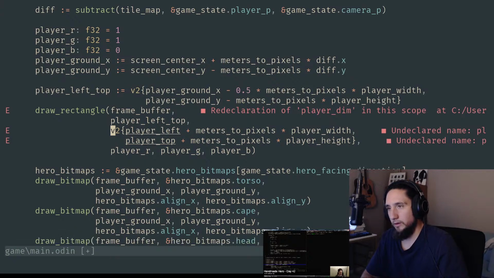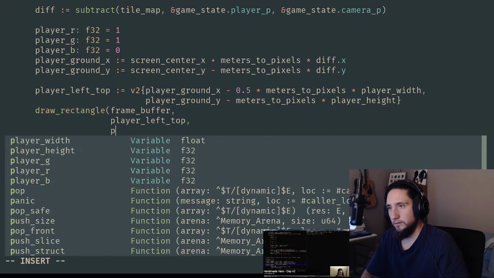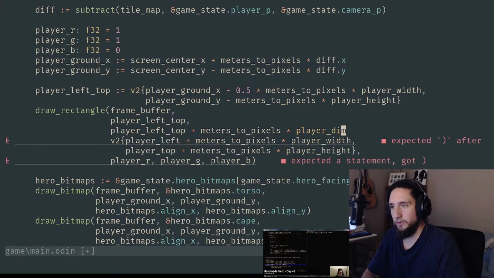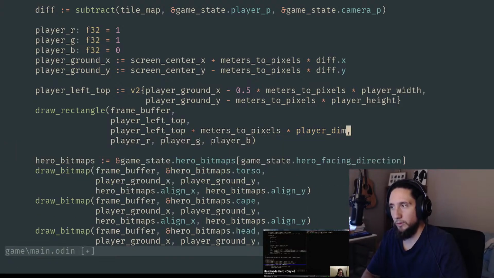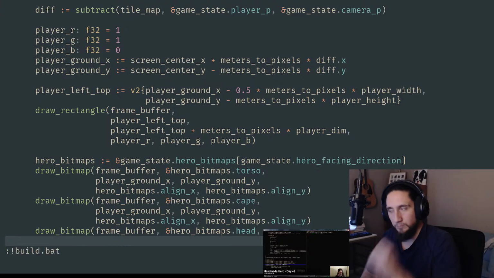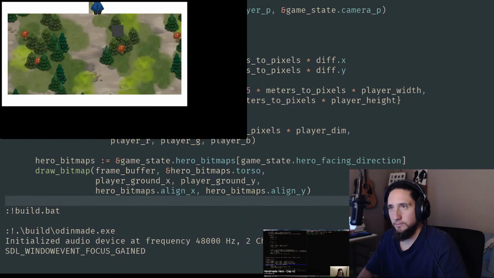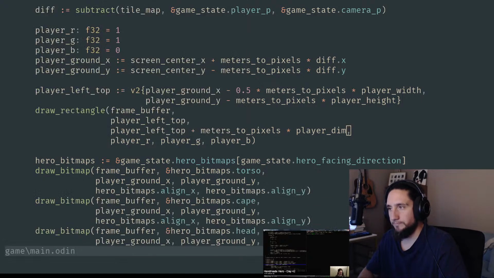And then over here, it takes the player left top and adds meters to pixels to convert it to pixel space times the player dim, just like that. I think that'll work. Success yet again. Cool. And again, we're just kind of folding things down.